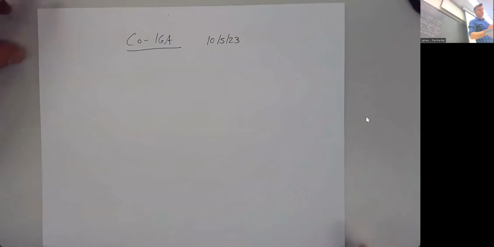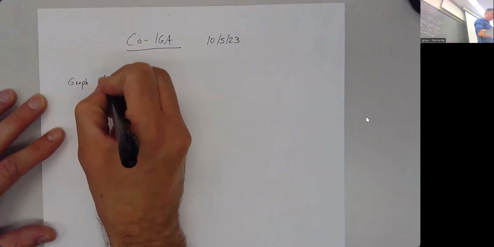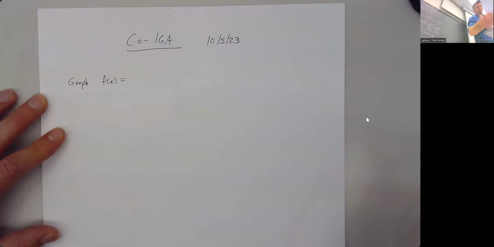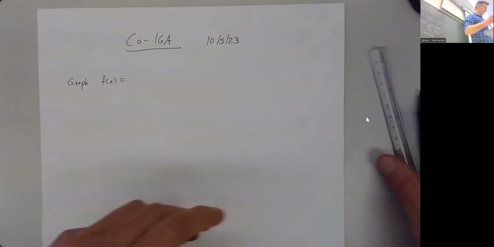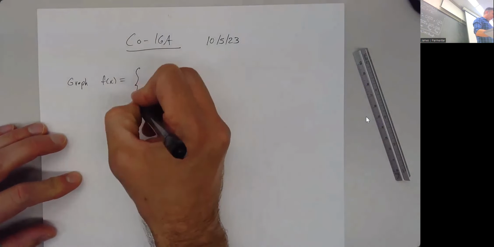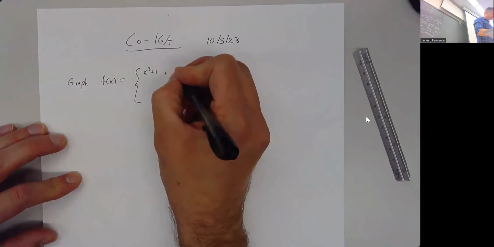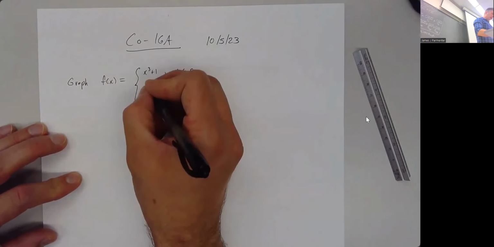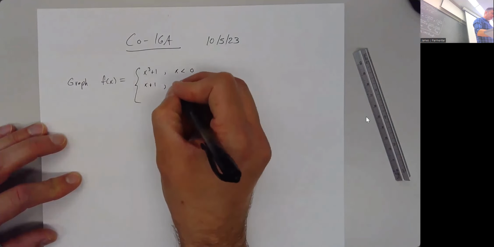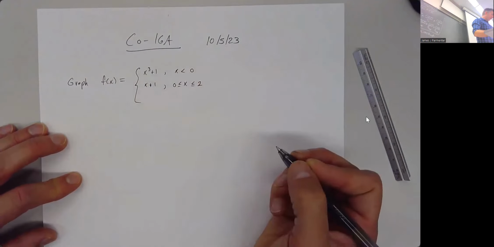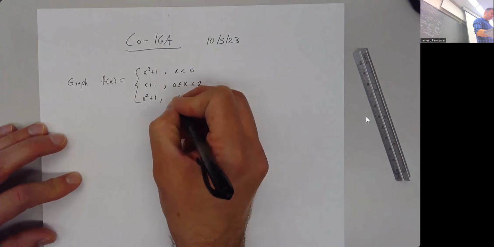Cool. So let's graph this piecewise function. F of x equal to, what do I got here? I should put these notes closer to where I can see them. What have I got? So the pieces are x cubed plus 1 when x is less than 0, x plus 1 when x is bigger than or equal to 0 and less than or equal to 2. And finally, x squared plus 1 when x is strictly greater than 2.